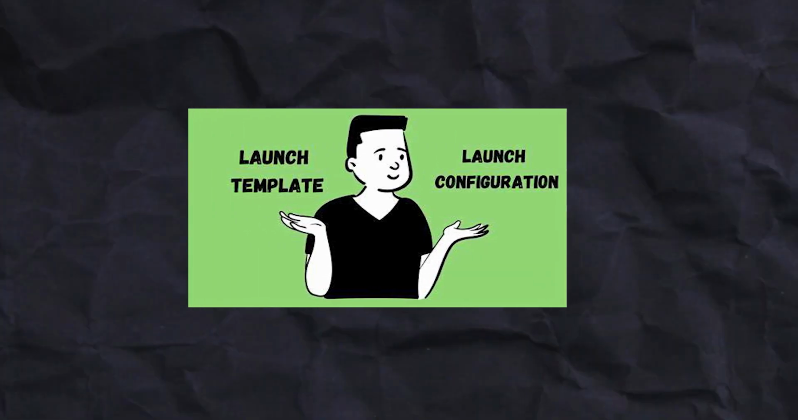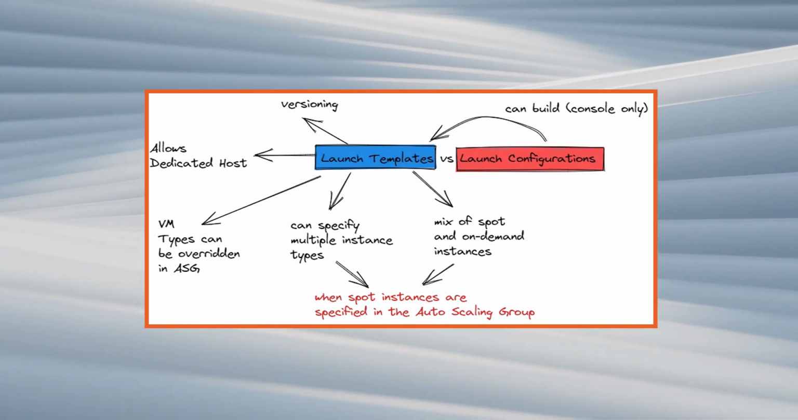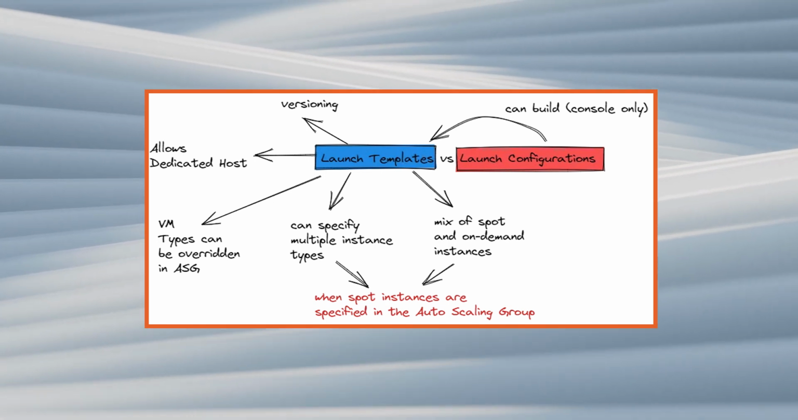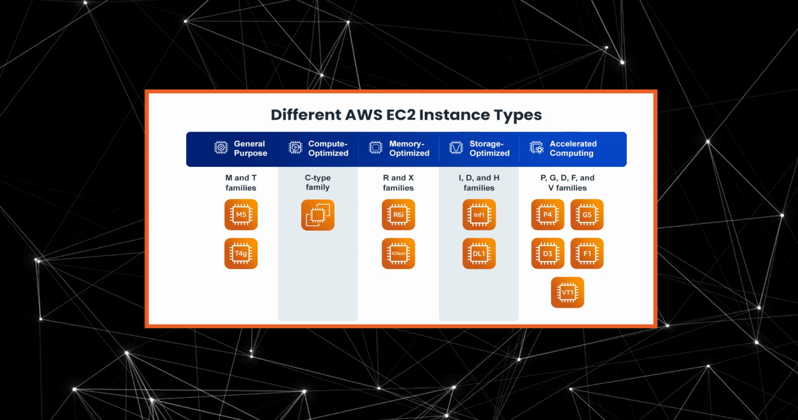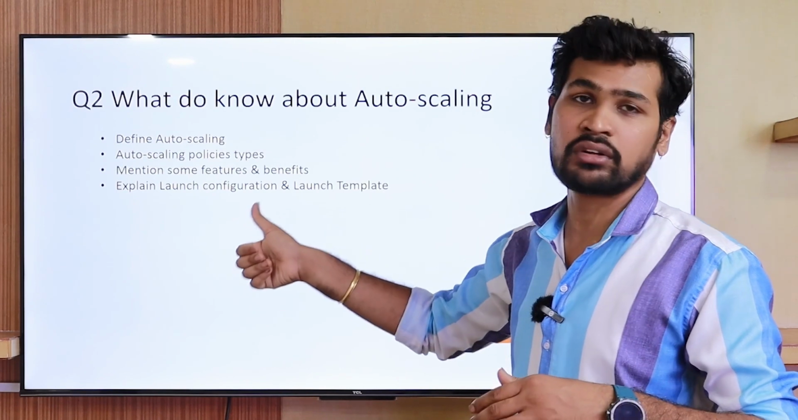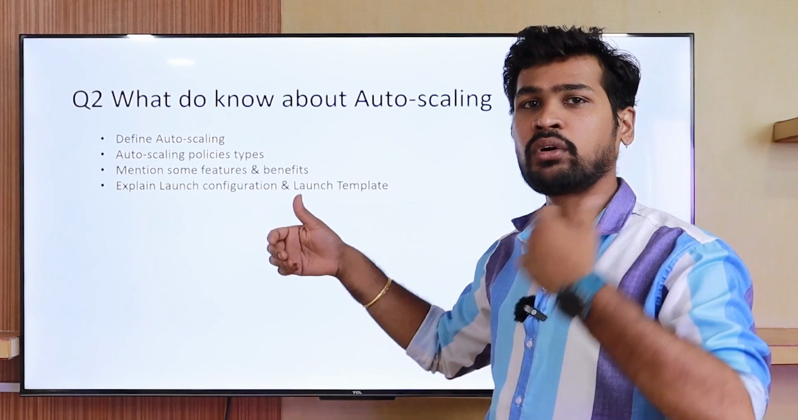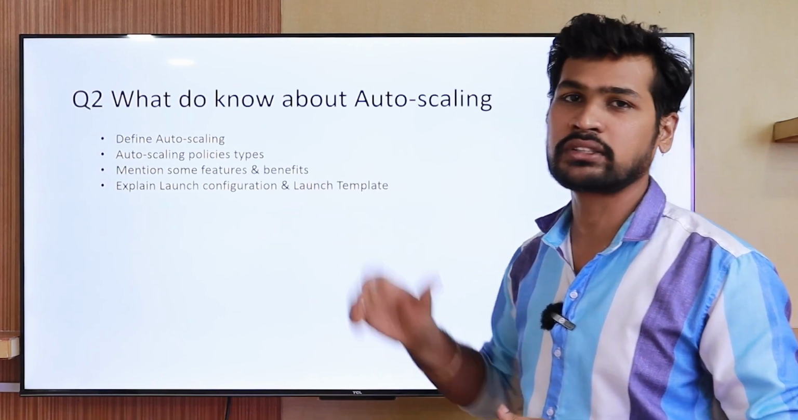Explain launch configuration and launch template. Launch configuration is a set of configuration we do before auto scaling, like AMI, EC2 instance type, volume, key pair, etc. That is known as launch configuration. Launch template is where this configuration is modularized into a template, known as a launch template.